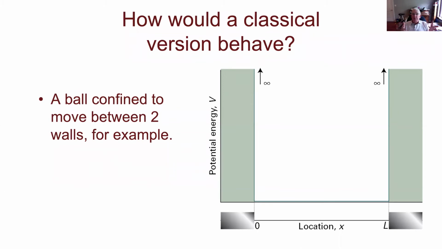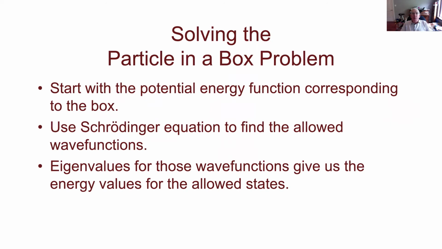In our quantum version, we're going to find out that we do get a set of allowed energies, and we're going to have to look at why that, or how that comes about. So how are we going to solve this problem?